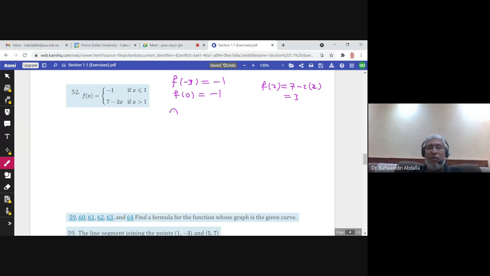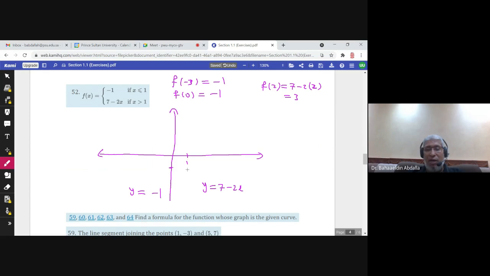Now to sketch the graph of this function, the important number here is 1, this number. Because to the right of 1, I have a definition, which is 7 minus 2x. And to the left of 1, I have another definition, which is y equals negative 1. Y equals negative 1 is an easy function. This is the graph of this equation, a horizontal line. So at 1, I will graph y equals negative 1 from negative infinity to 1. And the equality sign is here.